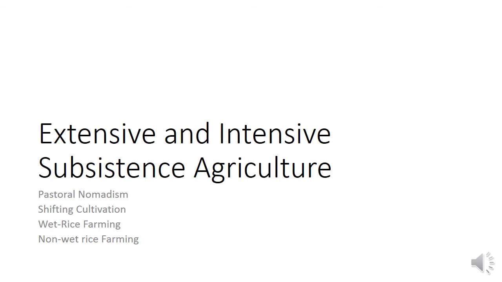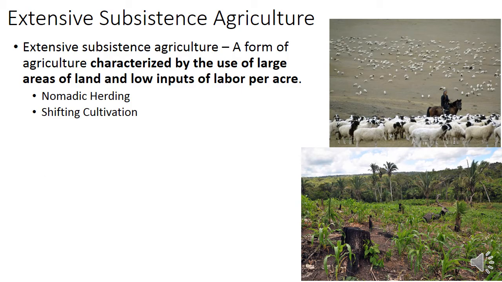Okay, now to try to get into some specific examples of extensive and intensive subsistence agriculture, I'm going to talk about these forms of agriculture you see here on the side: pastoral nomadism, shifting cultivation, wet rice farming, and non-wet rice farming. We'll build those up a little bit in the later slides. If you remember from the previous lecture, extensive agriculture refers to the forms of agriculture that use large areas of land with relatively low inputs of labor per acre.